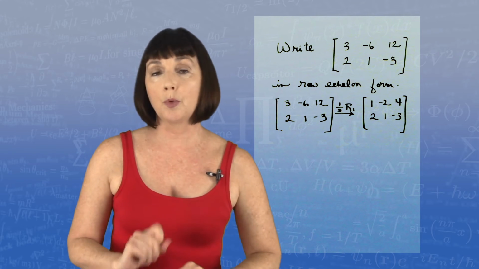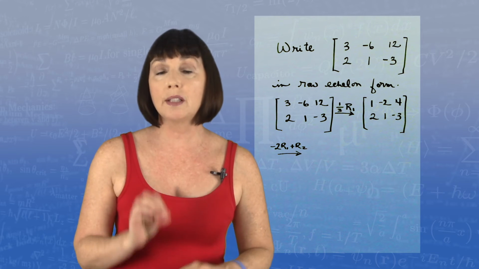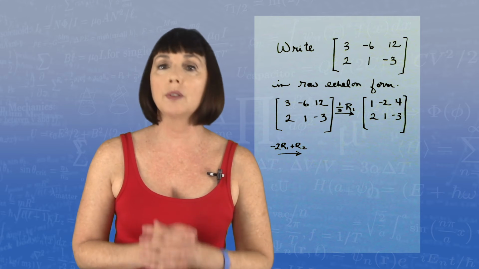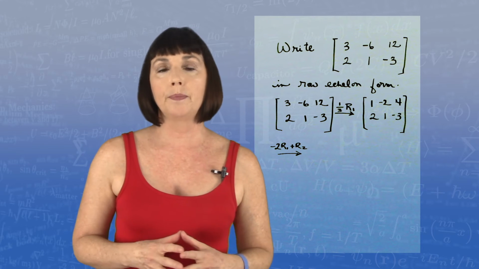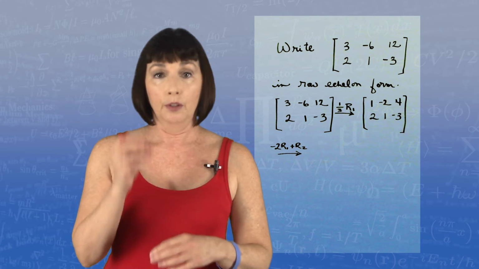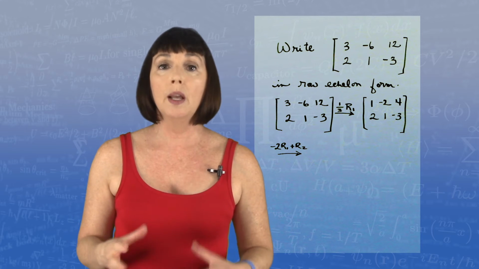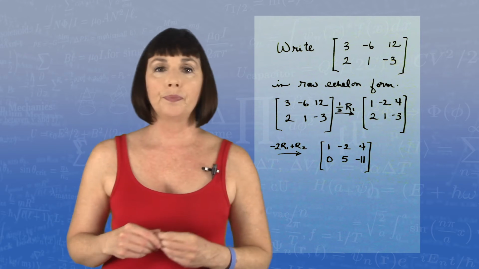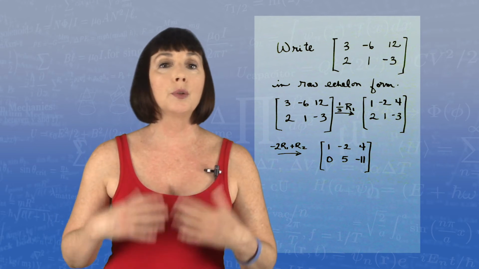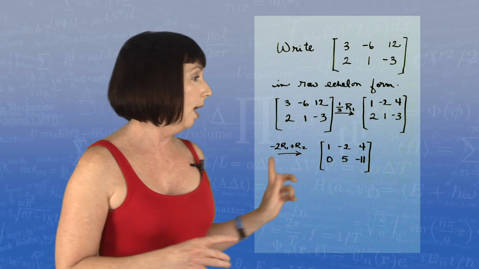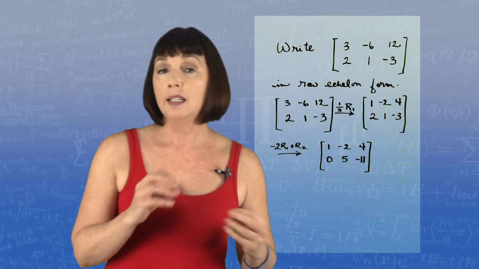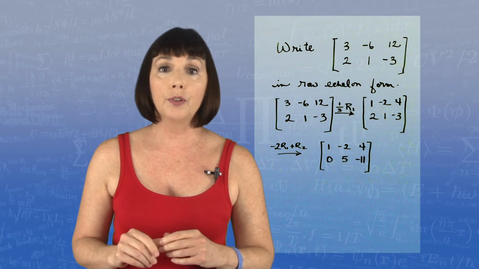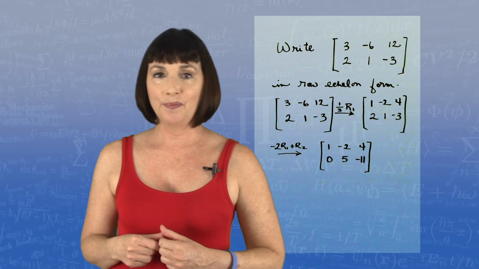Now what I'm going to do is replace the second row with the sum of the second row and -2 times the first row. Okay, so let's just go element by element. If I multiply the first element in row 1 by -2, that gives me -2. And I add that to 2, and I get 0. -2 times -2 is 4, and I add that to 1, and I get 5. -2 times 4 is -8, and I add that to -3, and I get -11.